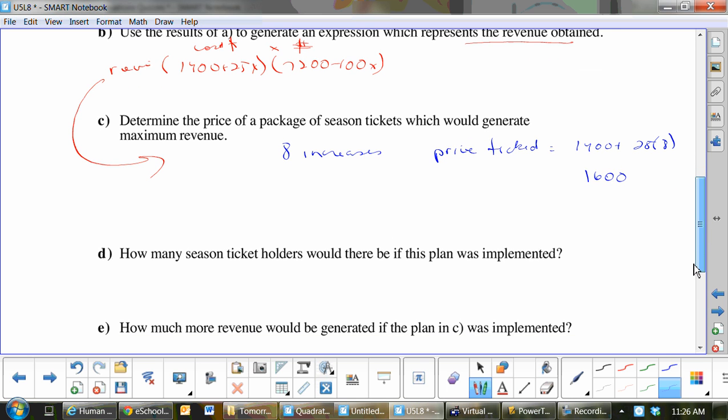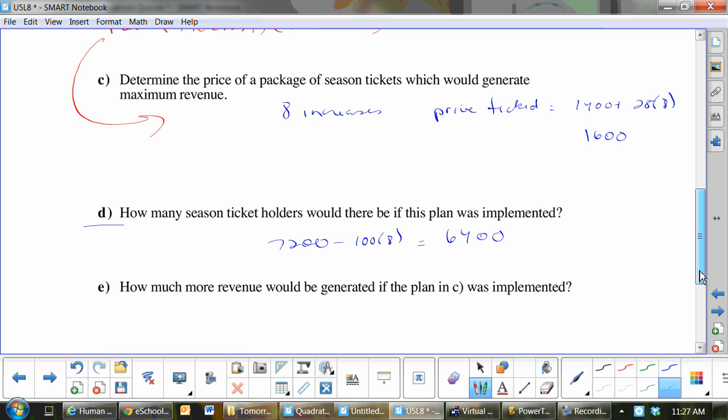Actually, let's do D. How many season ticket holders would there now be? 7,200 minus 100 times 8, which is 800 people, I should say. It would be 6,400 season tickets now.